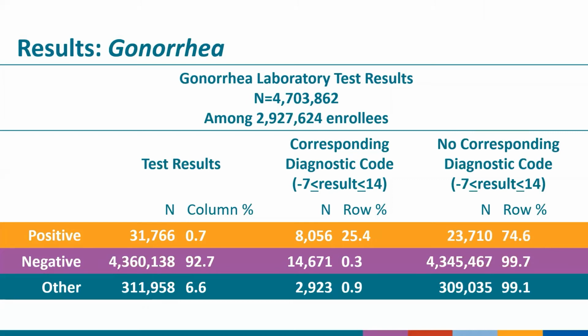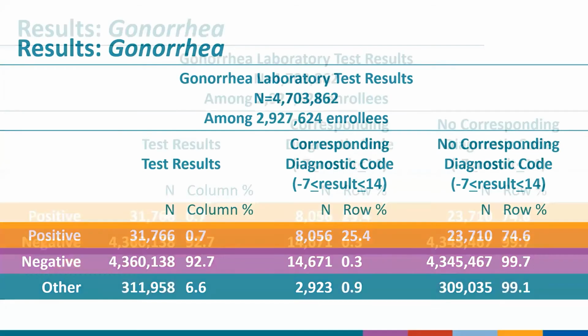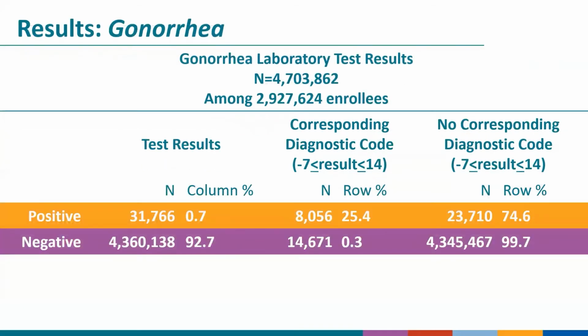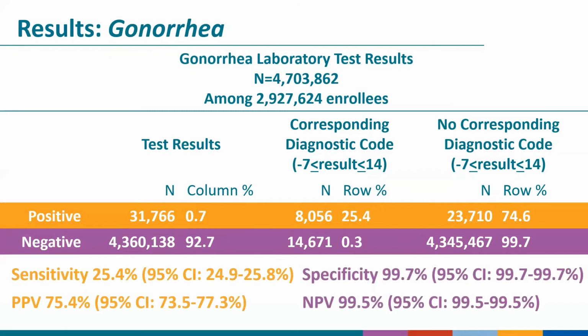75% of the positive gonorrhea test results did not have a corresponding diagnostic code within the 21-day period of interest. About 99% of both the negative and other test results did not have a gonorrhea diagnosis code within the period of interest. Again, other test results were excluded from our calculations. Gonorrhea diagnostic codes have a sensitivity of 25.4%, specificity of 99.7%, positive predictive value of 75.4%, and negative predictive value of 99.5%.